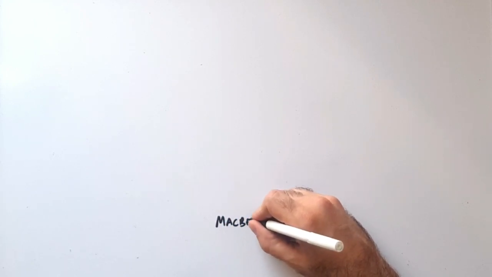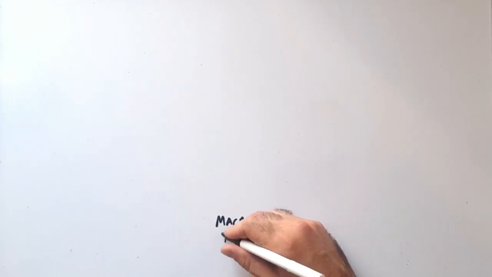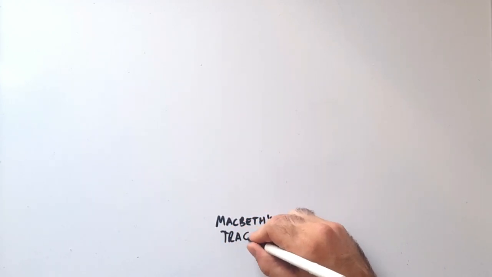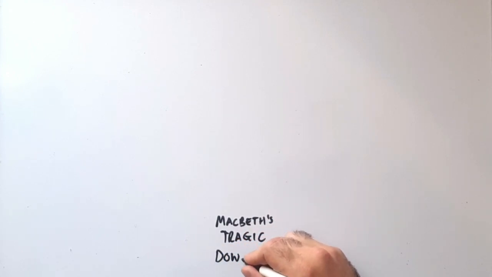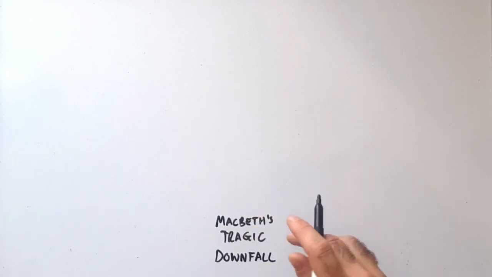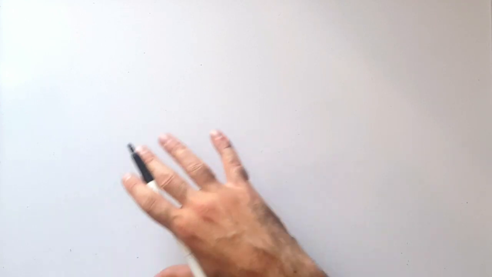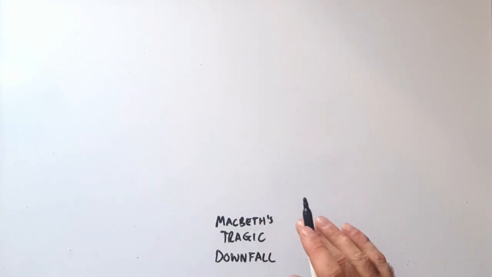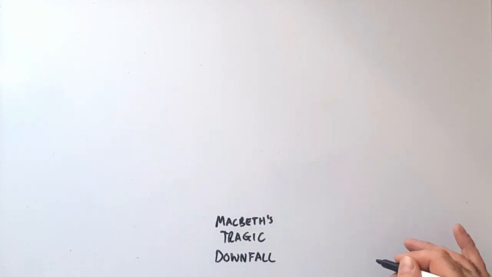Macbeth's tragic. Let's put that below. And below, downfall. And this, of course, links to the main sort of genre of the play. Of course, it's a tragedy. And so when we look at Macbeth's character, we're going to look at him as having his kind of downfall, like rising up to a position of power and then falling down.